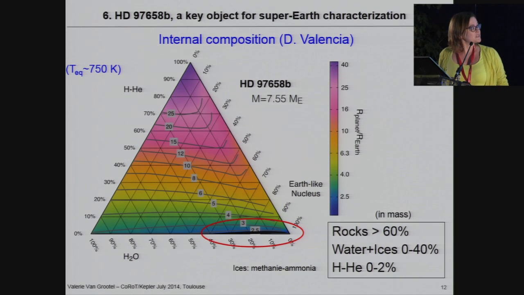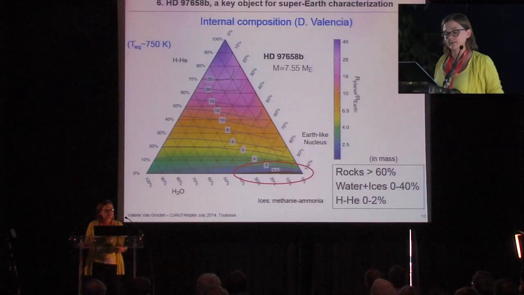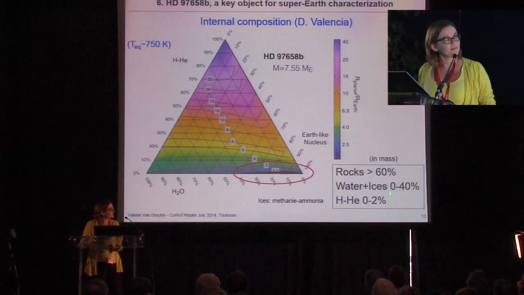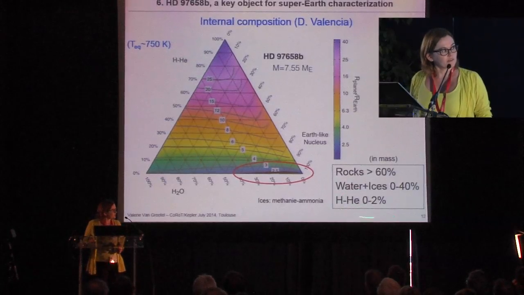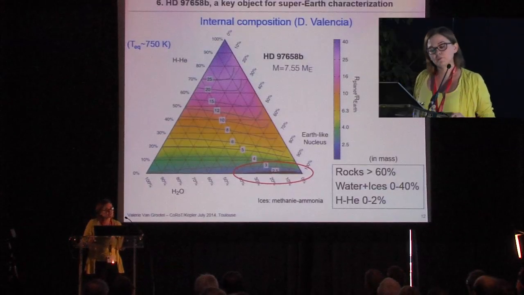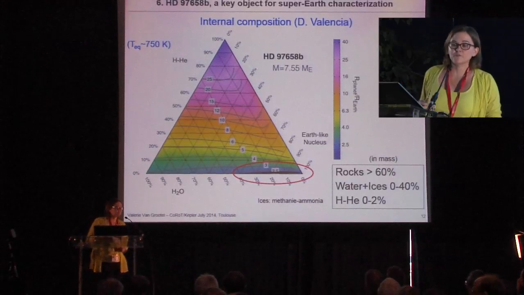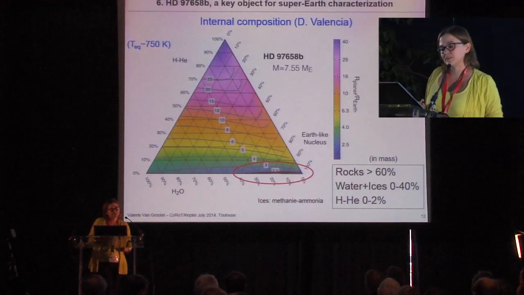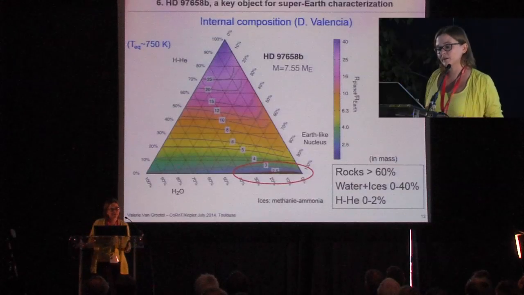And the result is very interesting. We can say that this planet is mostly rocky, with at least 60% of rock by mass. Water plus ices, and ices mean methane and ammonia, could be 0% and up to 40%. And the most interesting thing is a very little hydrogen and helium component, less than 2%. So we don't have a true super-Earth because it can contain a lot of water and ice, but it's something that is really intermediate between a true super-Earth and a mini Neptune, so a very new kind of object.